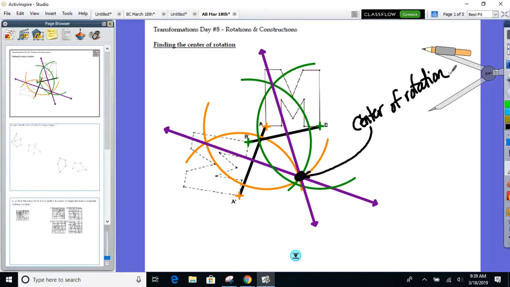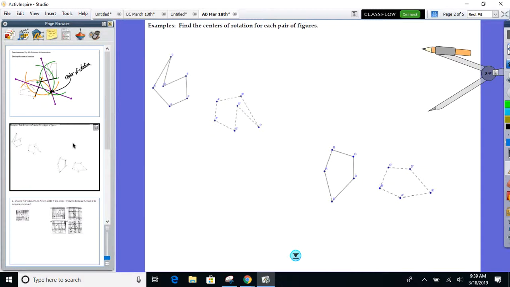Questions? I'm going to walk around now. We got two more examples here on the next one. Two more examples.